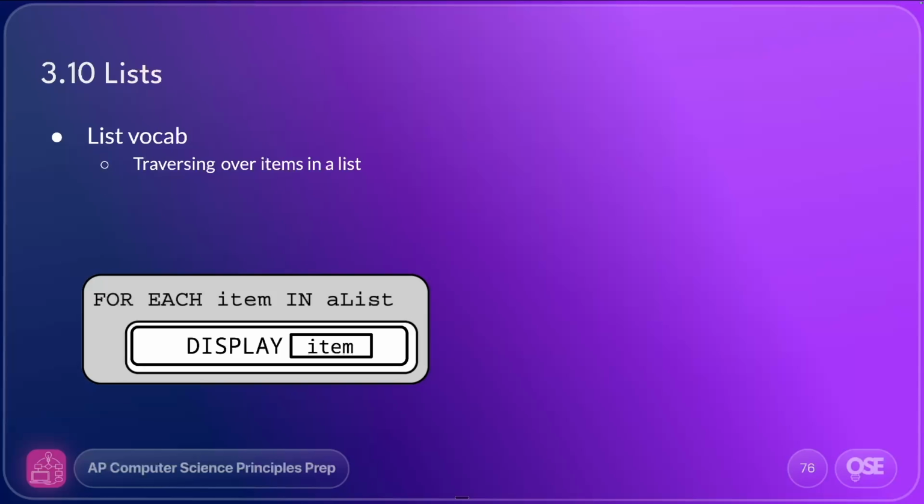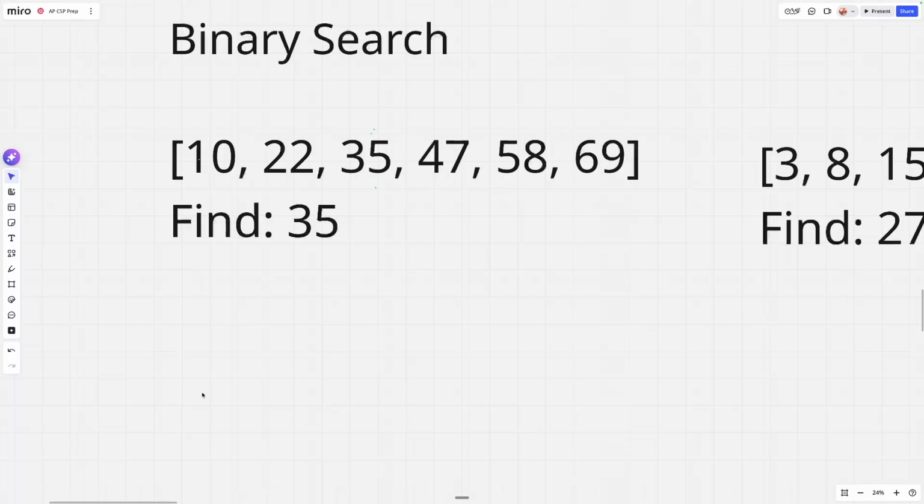So this is an example of traversing. For each item in a list, you do something, and you have this item accessible as a variable. Now let's discuss something called binary search. In this type of search, you continuously split the list in half until you find the desired value.